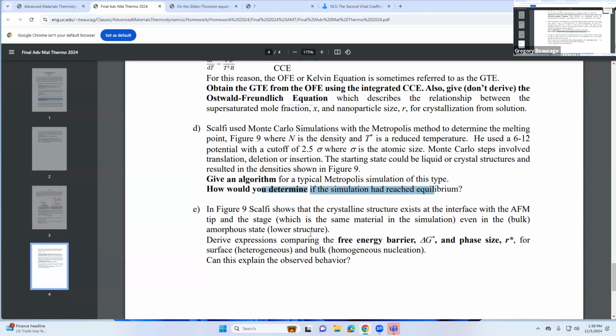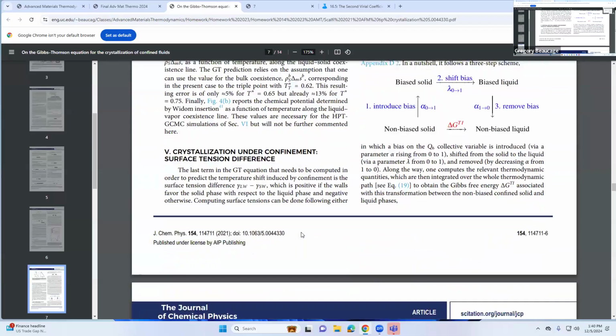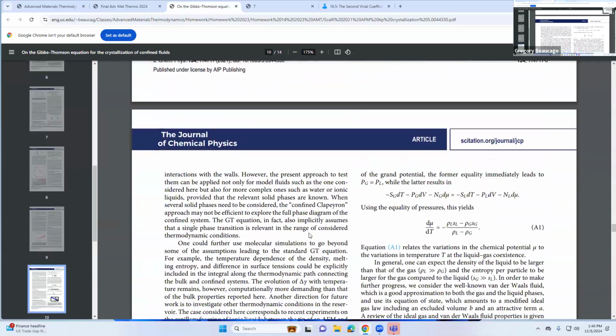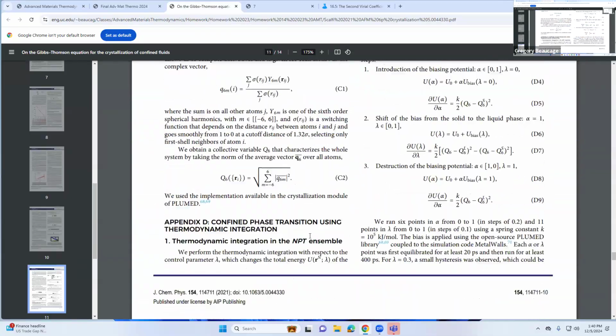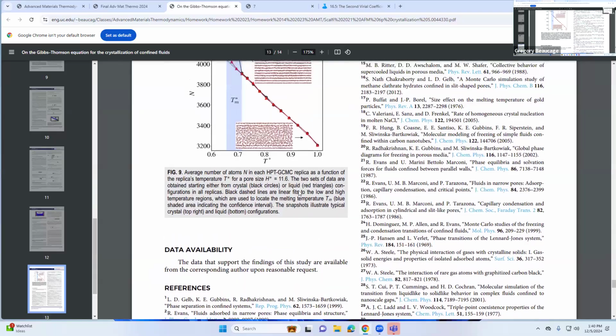So even in this simulation, he shows a crystal structure exists at the interface. This was in another homework, the heterogeneous, homogeneous nucleation. When you're looking at this, you think, wow, you could use the Gibbs-Thompson, which has to do with particle size, and say that in that confined region you could get crystallization because of the gap size. But you could equally say that it's just this crystallization.